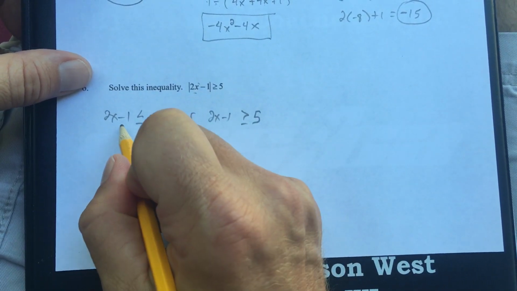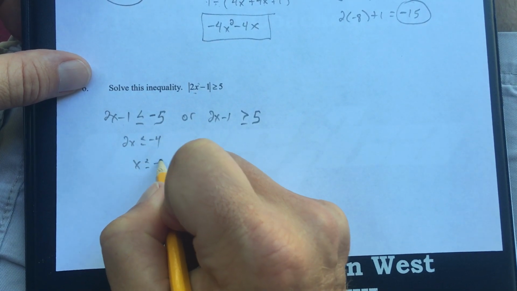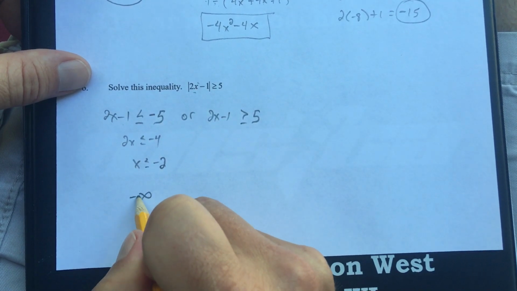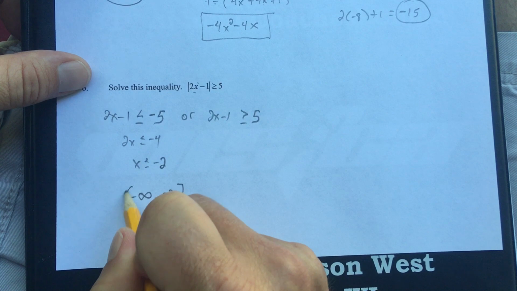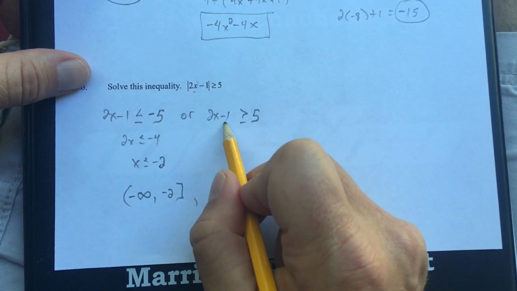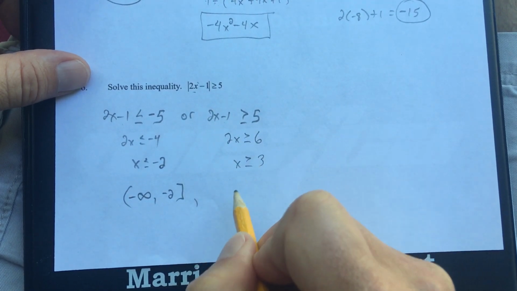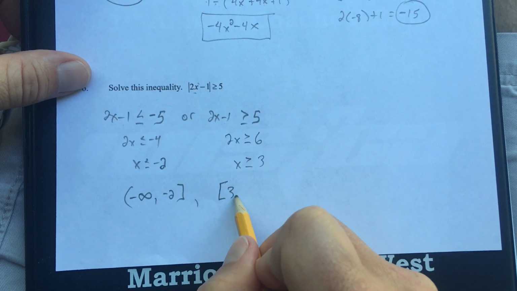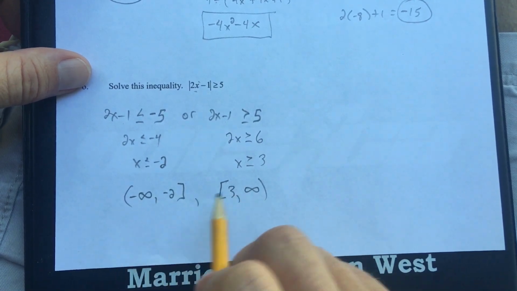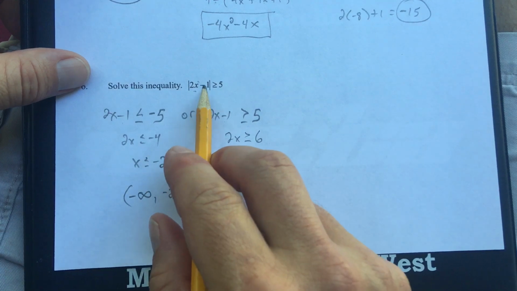Once you have them set up, then again, it's pretty simple. We're going to add 1, divide by 2, and so here's one possibility. x could be less than or equal to negative 2. That's from negative infinity to negative 2, including negative 2, but obviously we can't include negative infinity. Over here, if I add 1 and divide by 2, I get x greater than or equal to 3. So those are numbers that are bigger than 3 all the way out to infinity. So x can be anything in here. Can't be anything in between negative 2 and 3, but it can be anything else to satisfy this.